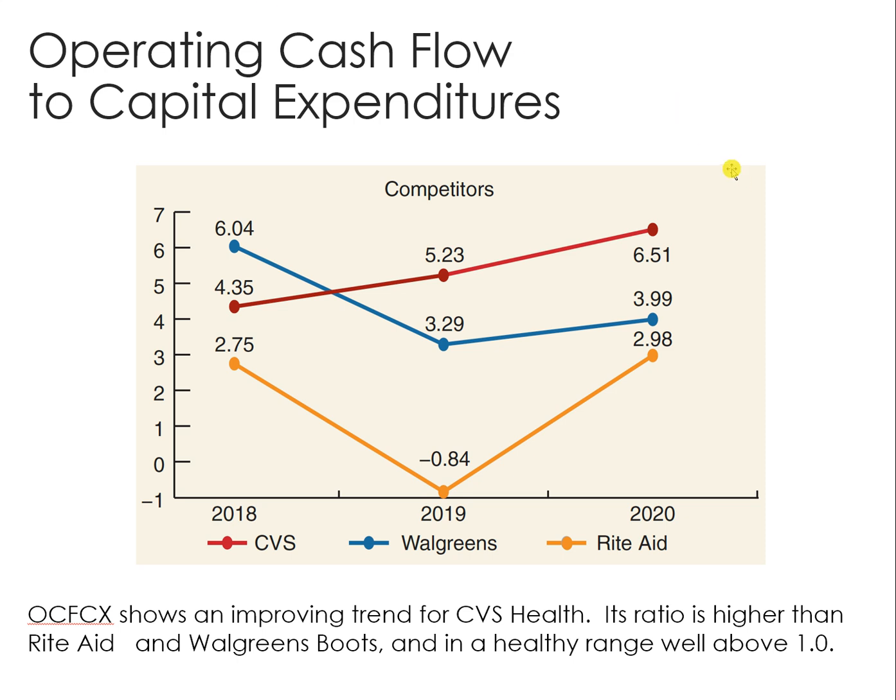Here we have a graph showing the operating cash flow to capital expenditure ratio for three companies, and they are directly comparable. You can see that overall CVS is healthier than the other two companies in terms of this ratio, and this ratio is increasing.